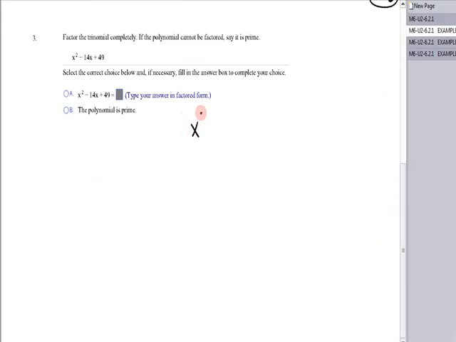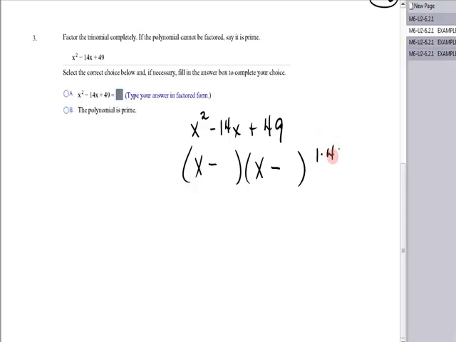Next one, I have x squared minus 14x plus 49. There's not a common factor to all of them. It's a trinomial, so I'm hopeful that I can find two binomial factors. The last sign is positive. Both of the signs match the middle term. I need an x and an x. I need factors of 49. 1 times 49. The only other thing I can think of is 7 times 7.